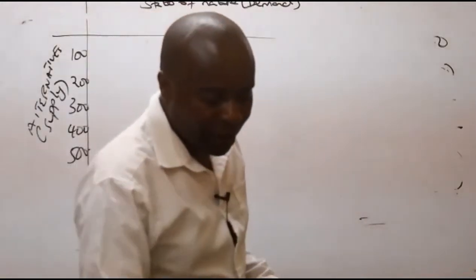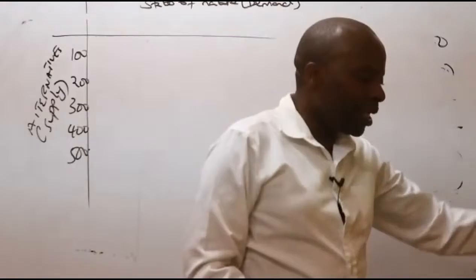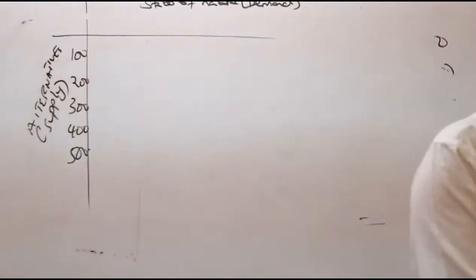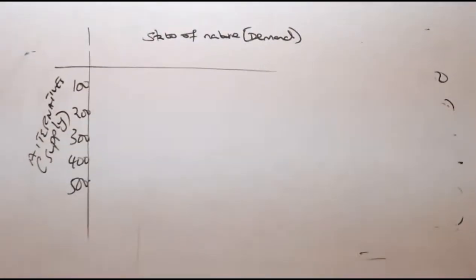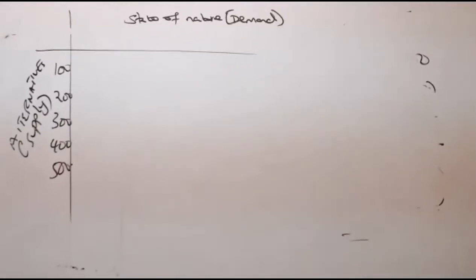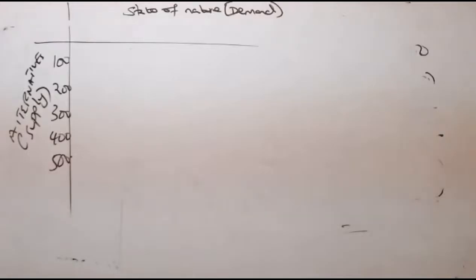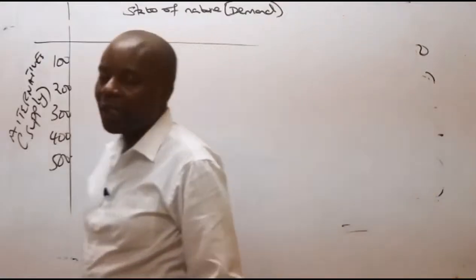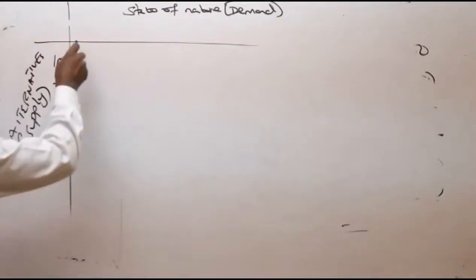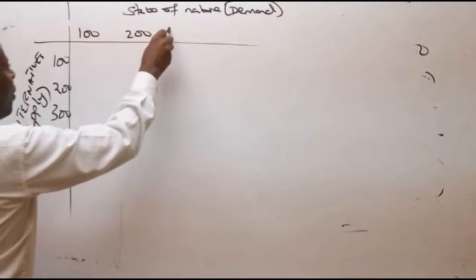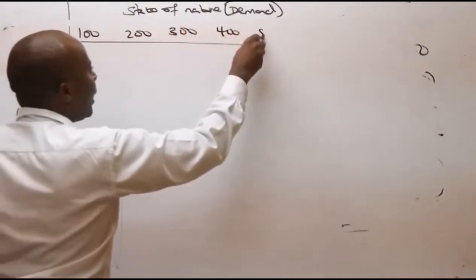Now listen, ladies and gentlemen, then how do we get to really know the demand amount? Unless you're told otherwise, remember what we were told in economics, that demand and supply should always be equal. So the same supply figures that you have here will be the same demand figures you should put there. So in that case here, we are going to put 100, 200, 300, 400, and then we have 500, like that.